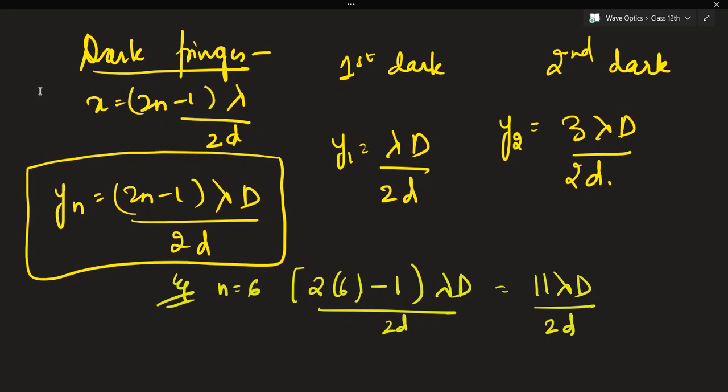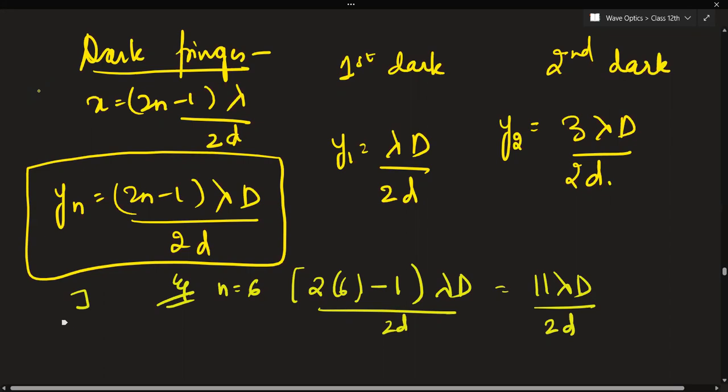See class, next topic from this is width of the fringes. So width, it can be for bright fringes also, it can be for dark fringes also. Fringe width does not mean the thickness of a fringe. Fringe width means separation between any two consecutive fringes.